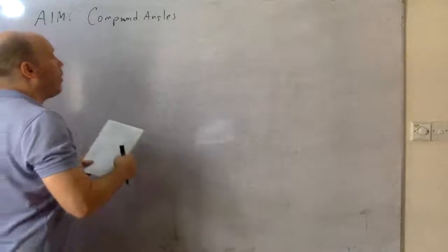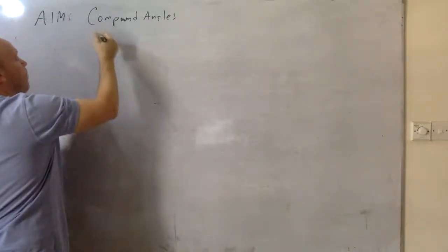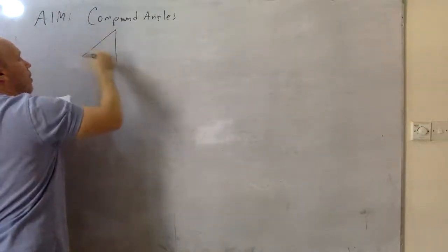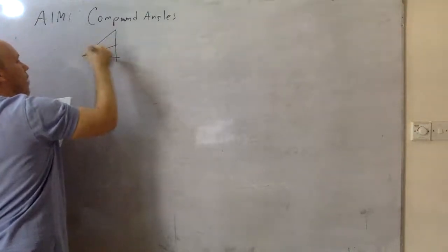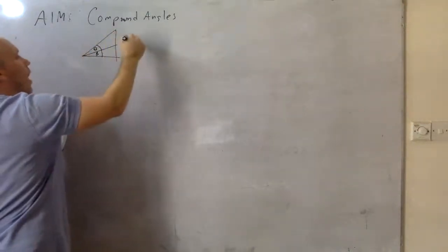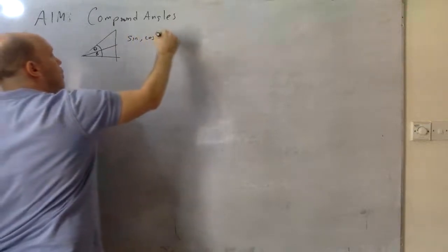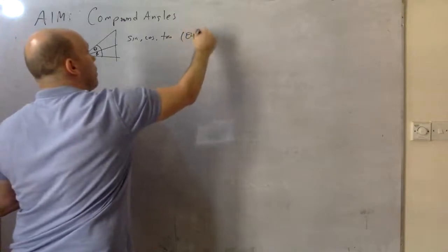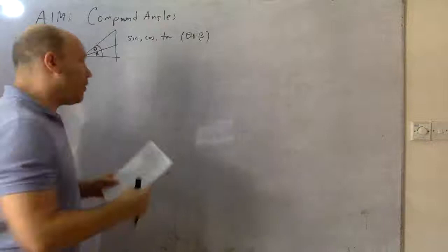So, for example, you might see pictures like this. You have theta and beta. And so the question is, what is the sine, cosine, and tangent of the sum of two angles? And so you're given the formulas.